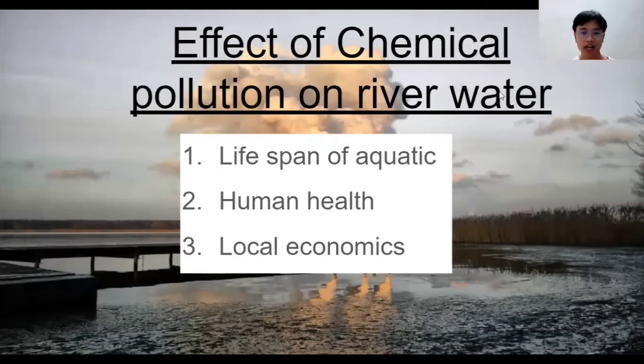Now I'm going to explain what the effects of chemical pollution on our river water are. The first one is that the lifespan of aquatic life may decrease, because due to the chemical pollution, the lifespan of aquatic life that lives in the river water may be shortened.